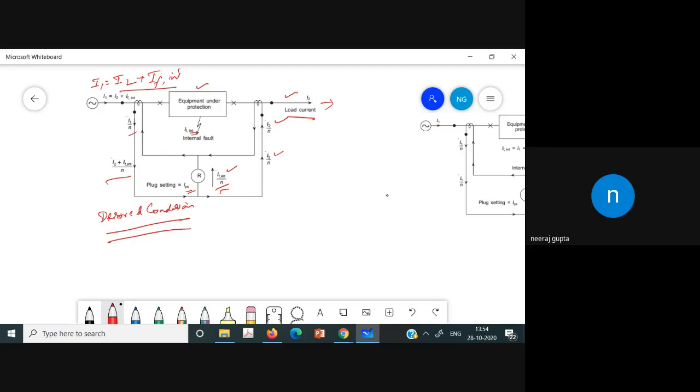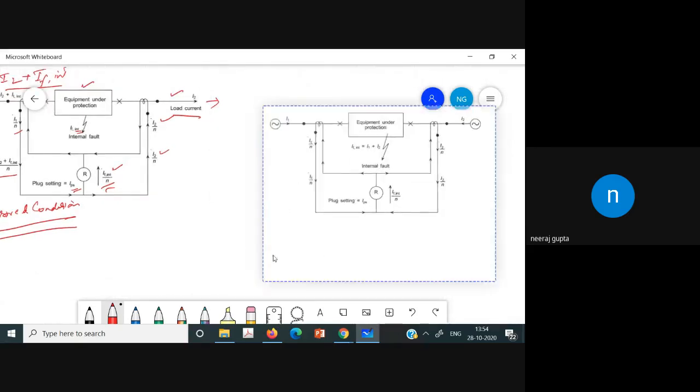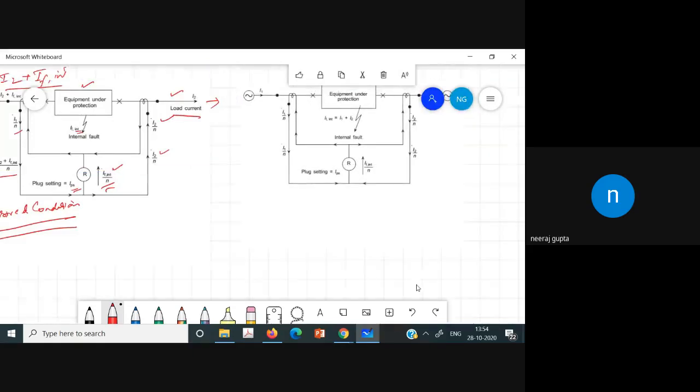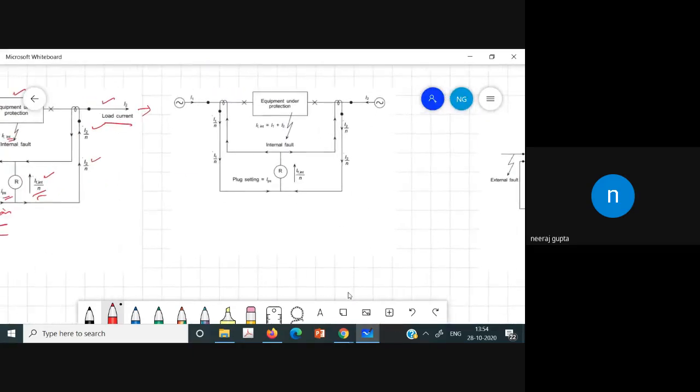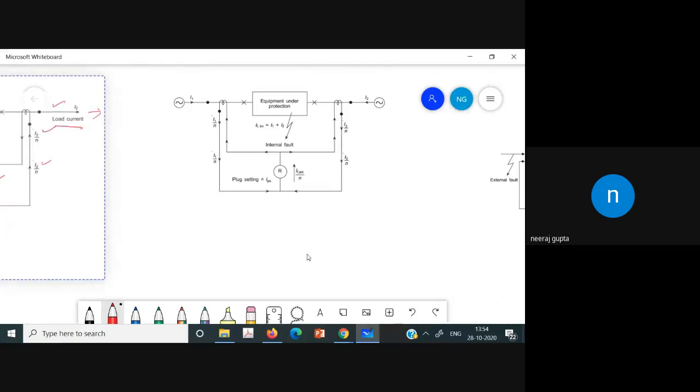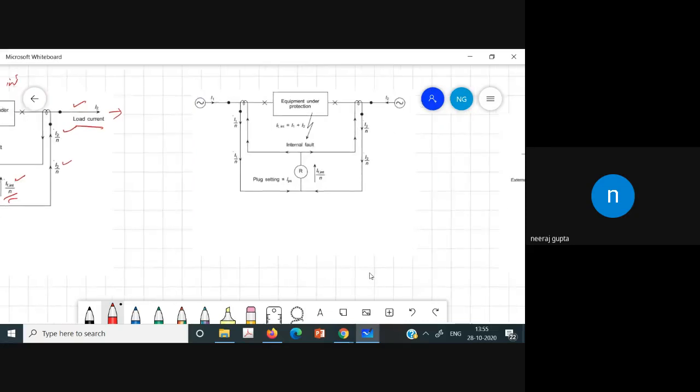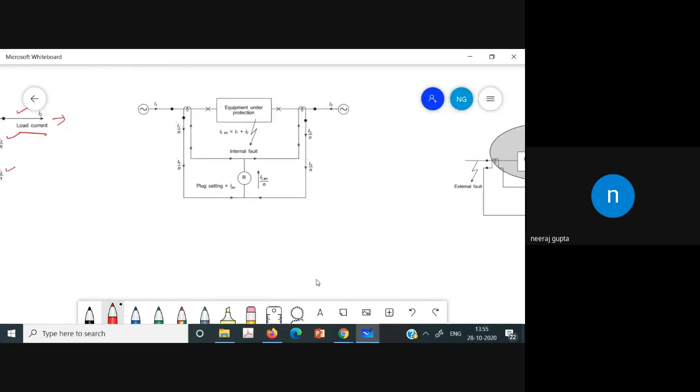Now this is actually a single end fed system. Now we can discuss further the double end fed system in case of internal faults. So here we will have the double end fed system. We have the generator G1, and we have the generator G2, and the I1 current is there and I2 current is there. Now from this, the current I1 is flowing, and from this current I2 is flowing. Now I internal is actually the sum of the two currents.